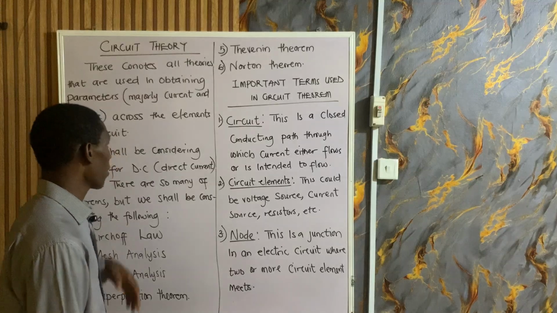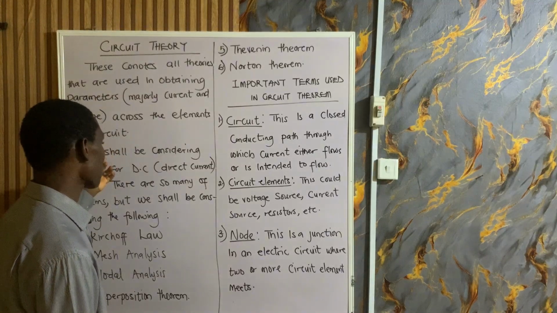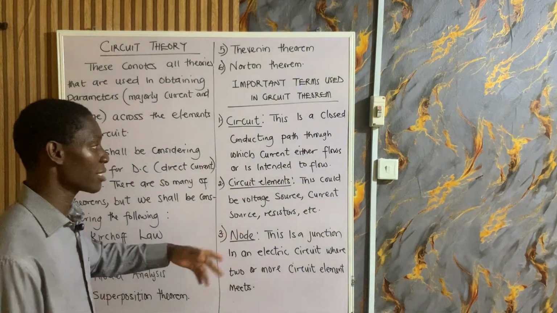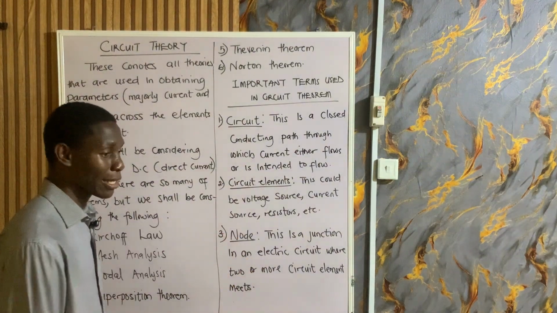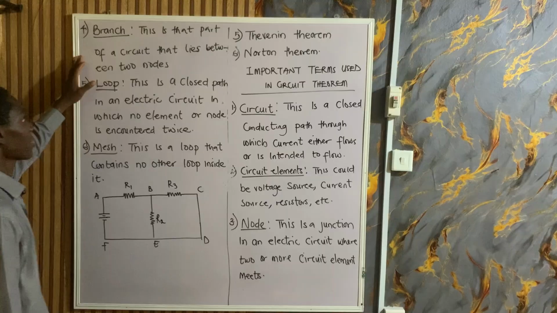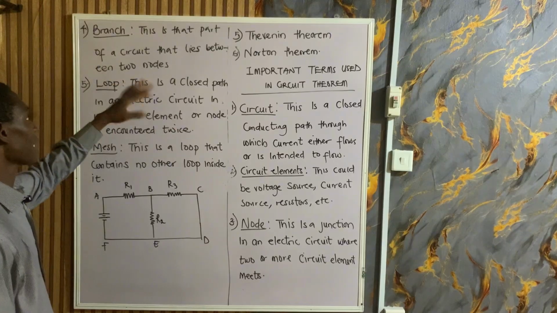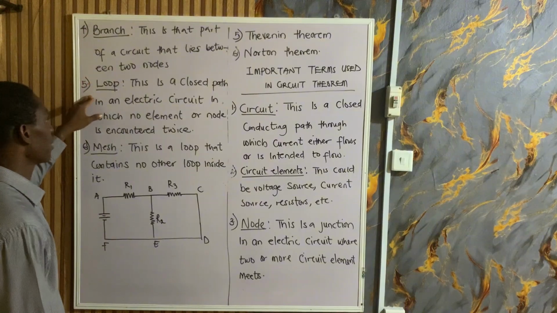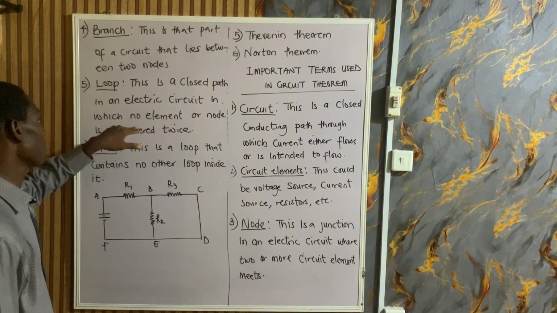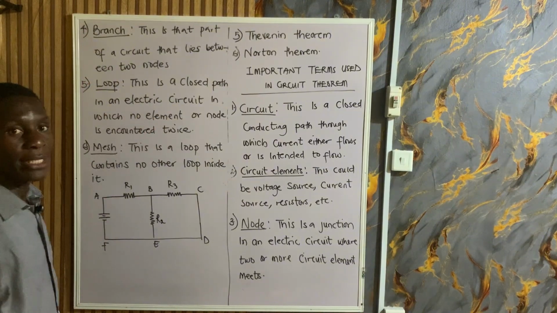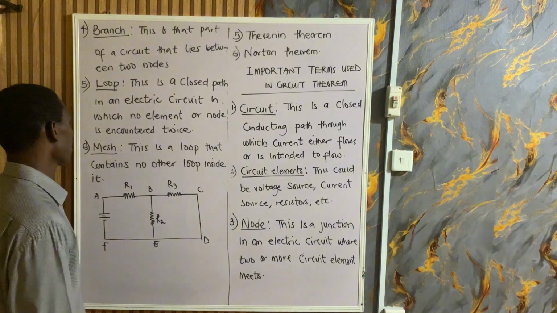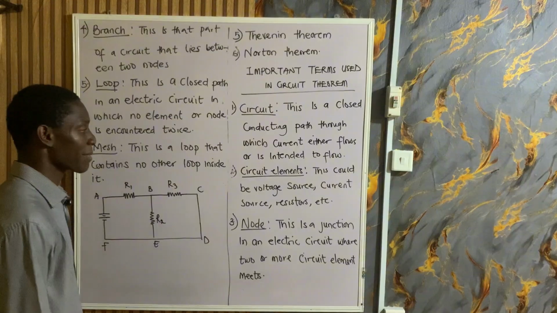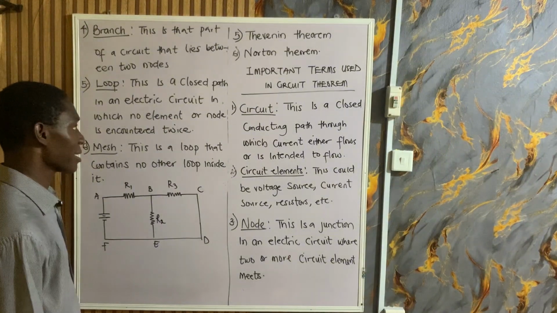And so we look at other terms, and I will be illustrating what a node is, what a branch is, and so on. Next is the branch. This is that part of a circuit that lies between 2 nodes. Then a loop. This is a closed path in an electric circuit in which no element or node is encountered twice. Then we have mesh. This is a loop that contains no other loop inside it. Now let's begin to illustrate all of this.